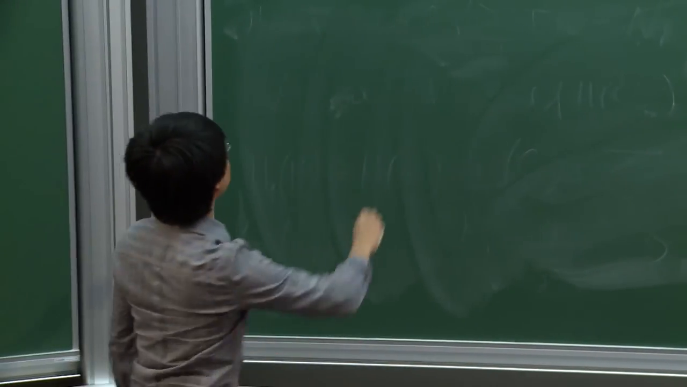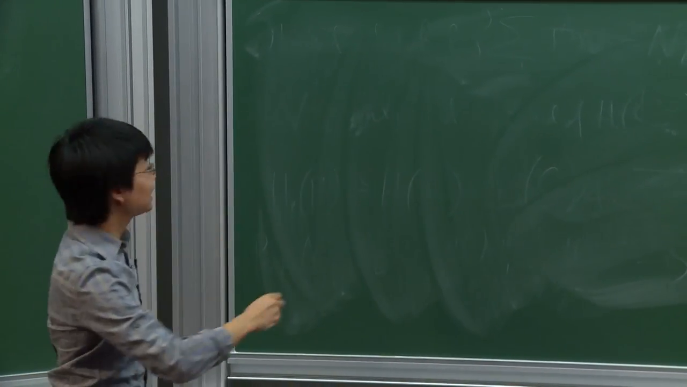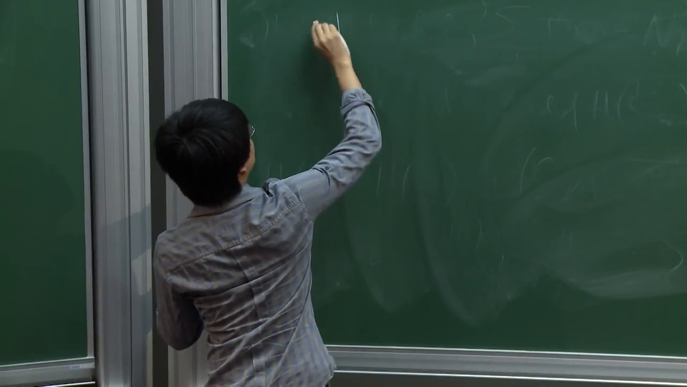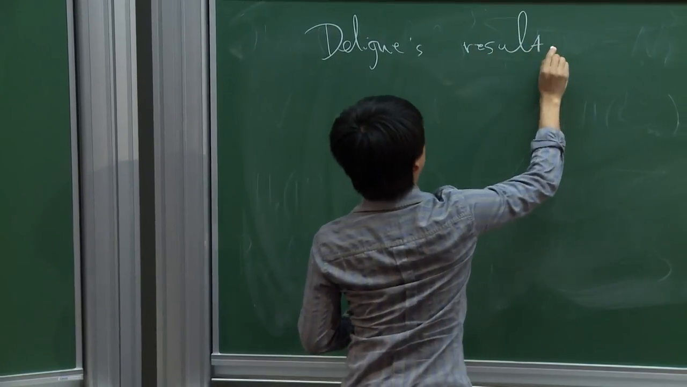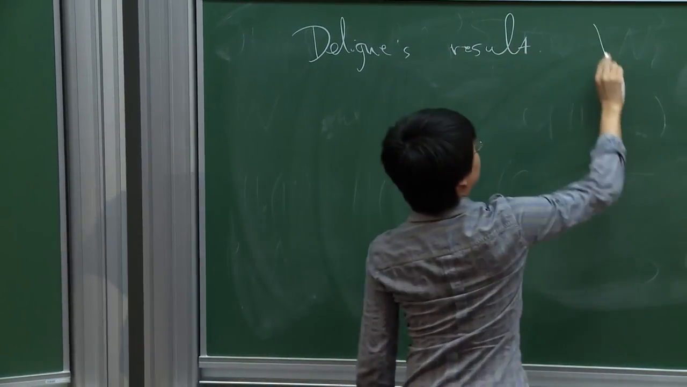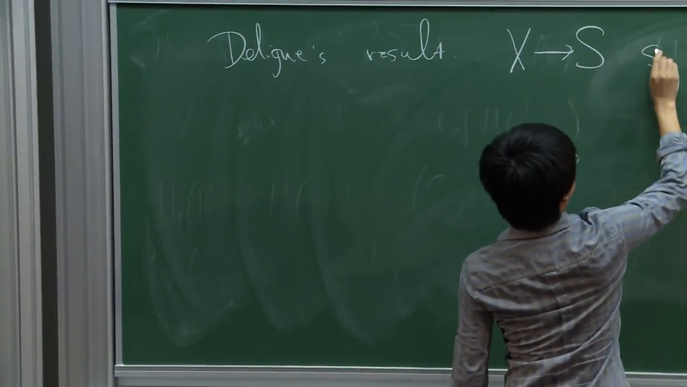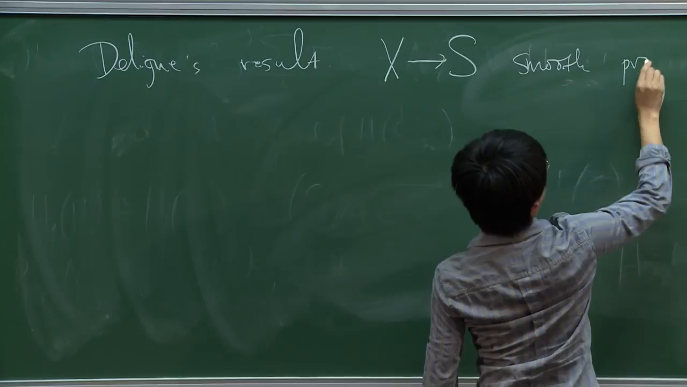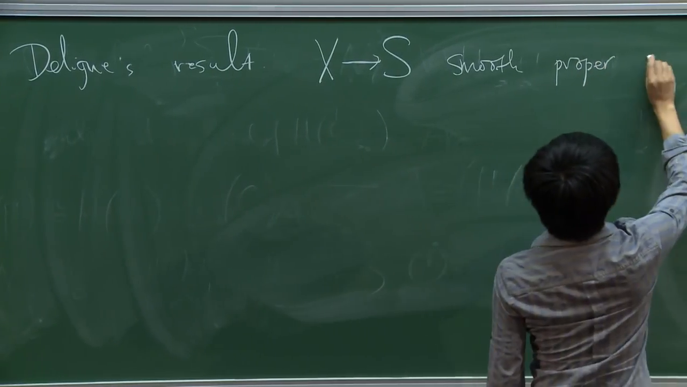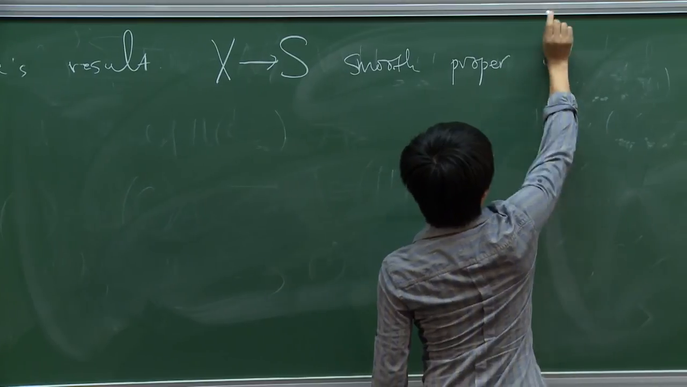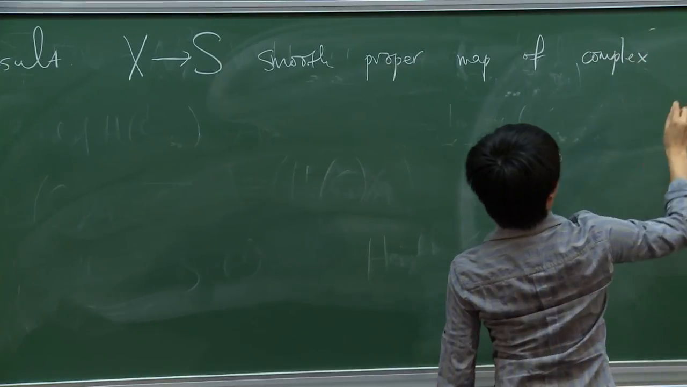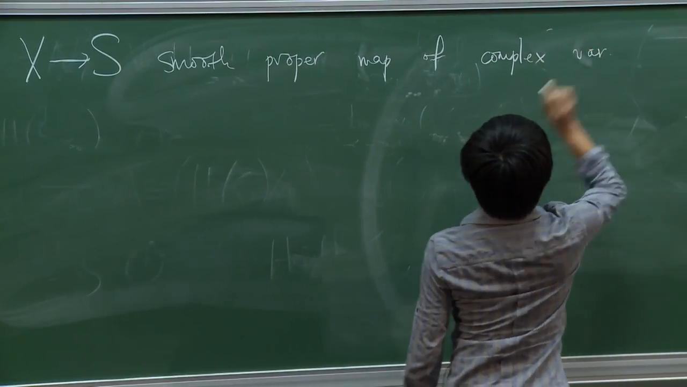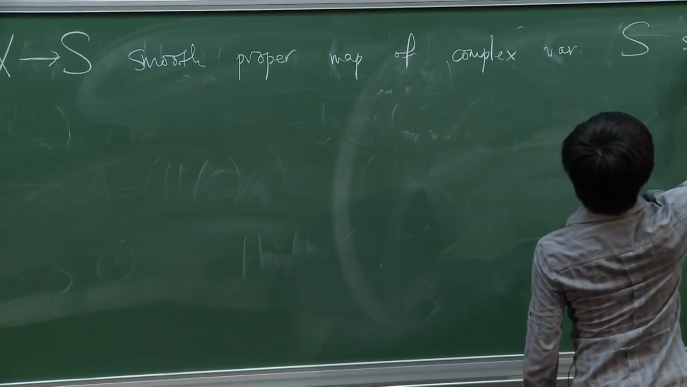One should really compare this with this result of Deligne, which he called the principle B of Deligne, because the title says the following. Suppose you have X over S, let's say a smooth proper map of complex varieties, and let's say S smooth connected.